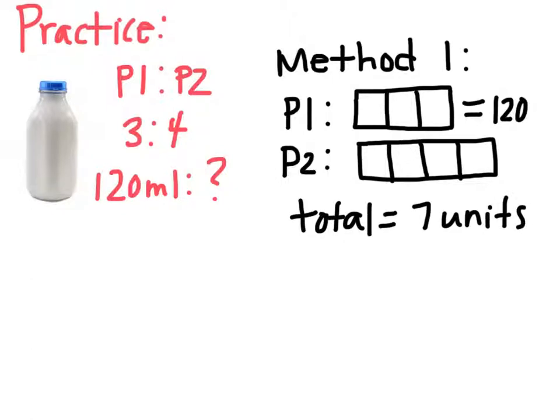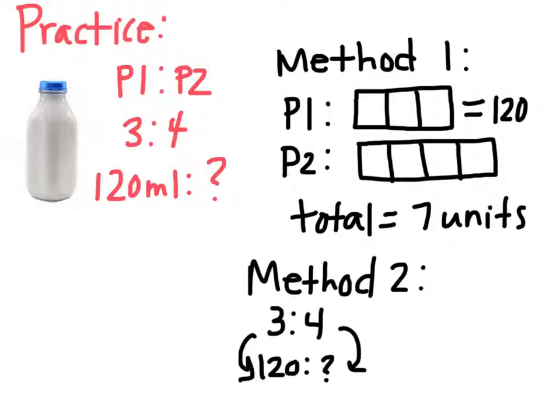Okay? Now, if you'd like to use method 2, you'll set up an equivalent ratio like this. You'll find the multiplying factor to go from 3 to 120. Then you'll multiply 4 by that same factor. And to find the total volume, you'll add the 2 parts of the ratio, the 2 terms, 120 and whatever your answer here is, to give you the total volume. Use whichever method you prefer.